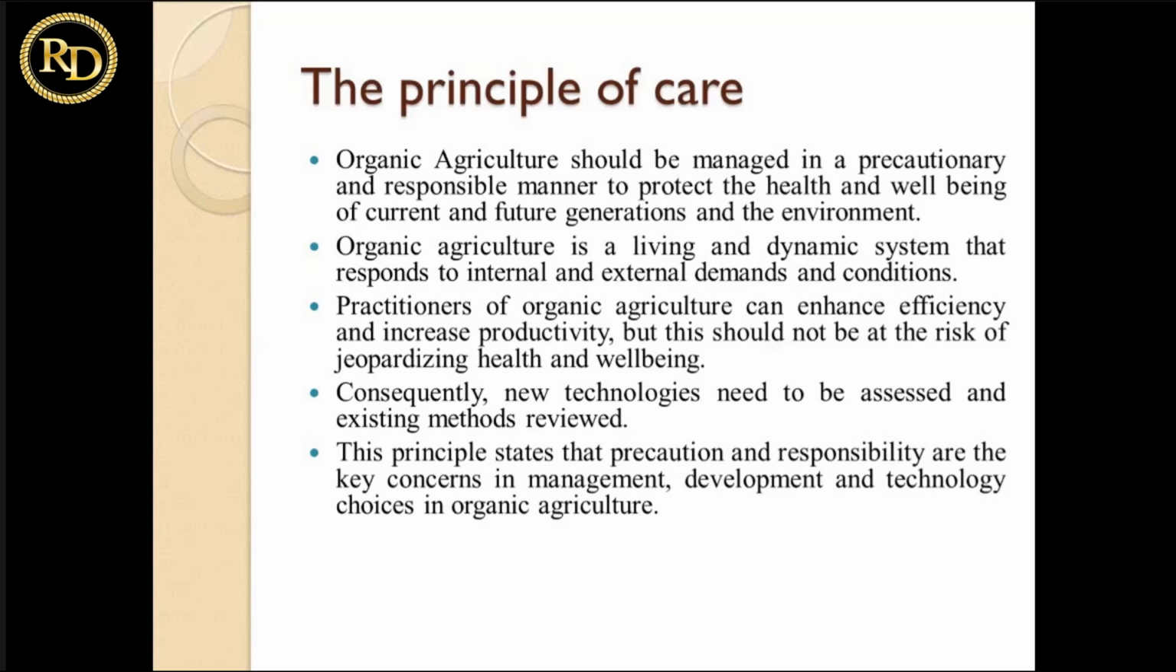Practitioners of organic agriculture can enhance efficiency and increase productivity, but this should not be at the risk of jeopardizing the health and well-being of human beings. Consequently, new technologies need to be assessed, and the existing methods that we are adopting nowadays should be reviewed. This principle states that precaution and responsibility are the key concerns in management, development, and technology choices in organic agriculture.